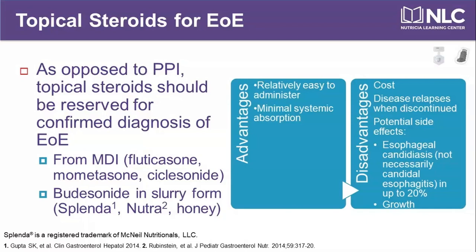And then there is some potential for side effects. About 20% in reports develop some overgrowth of candida in their esophagus. It doesn't necessarily cause an esophagitis or an irritation, but at least a colonization or an overgrowth there. And that's about 20% of the time. And then there are concerns about, does it have effects on growth or even adrenal function over the long term? And those haven't been hashed out as clearly, but they are things to be cognizant of in patients who are on these medications long term.